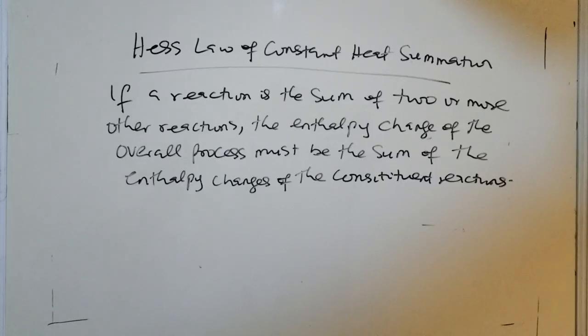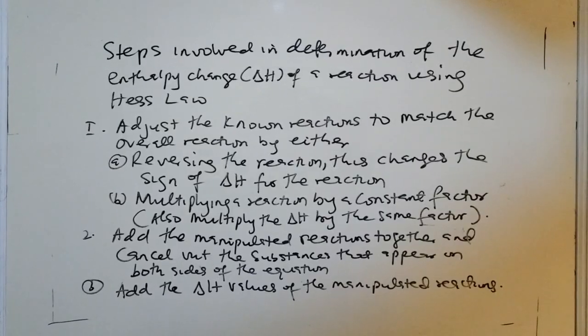What do we do before we start adding the enthalpy of the constituent reactions that make up a general or an overall reaction? So look at these steps on the board. Steps involved in the determination of the enthalpy change or heat of a reaction using Hess's law. The first step is adjust the known reactions to match the overall reaction by either A, reversing the reaction.